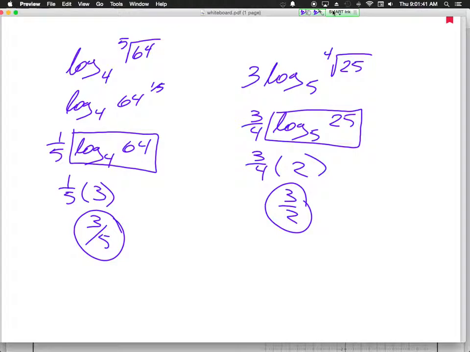Matthew? So with moving that exponent over to the front, if there's already a number there, it's just multiplying it. Correct.